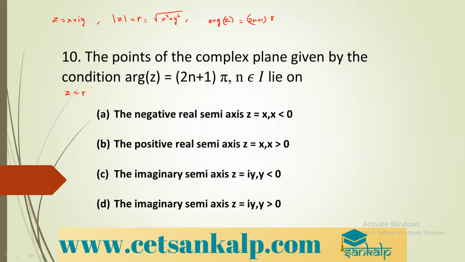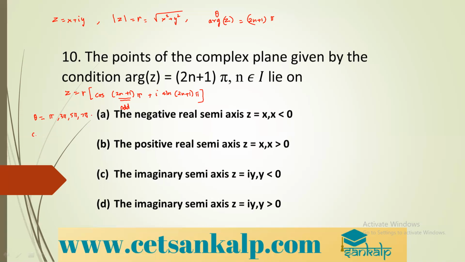That will be r into cos of the angle. Argument means theta, the angle. So I can write cos of (2n plus 1) pi, and then plus i sine theta, that is (2n plus 1) pi. So this is actually 2n plus 1, which means an odd number. So odd number means theta will be like 1 pi or 3 pi or 5 pi, all such odds.